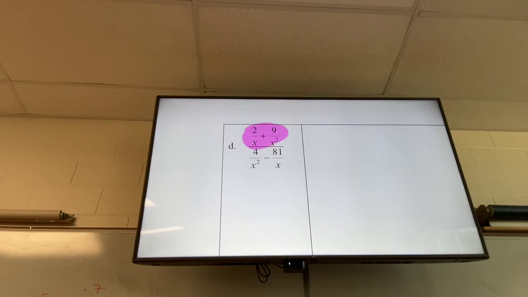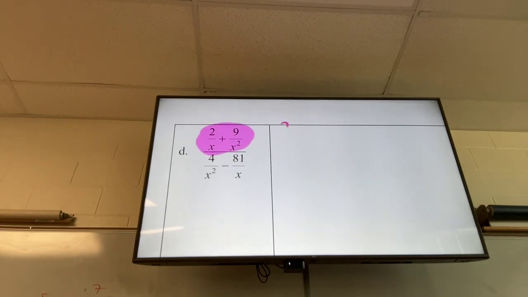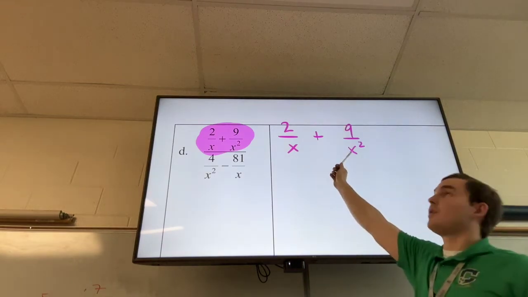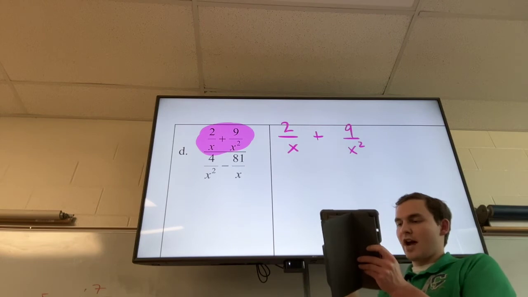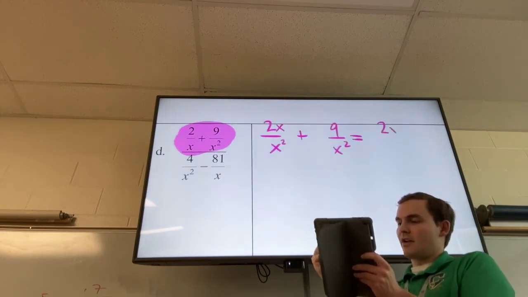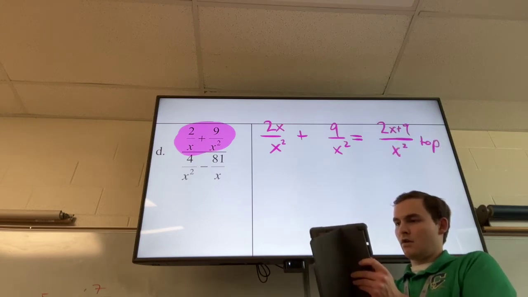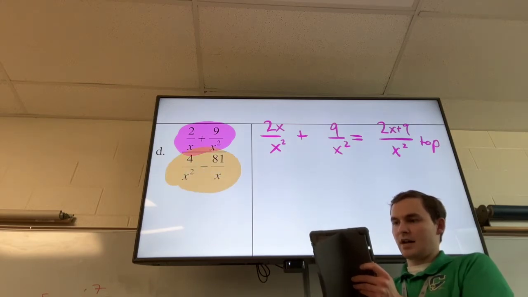So we got the top there, right? First step, make sure the top gets combined into one fraction, okay? So 2 over x plus 9 over x squared. They need to have the same denominator. What is this one missing that this one has? X squared, right? So I'm going to multiply the top and bottom by x to give me that. And then we can add across the top. Boom. Step 1 is done. Okay. What can we do here on the bottom?